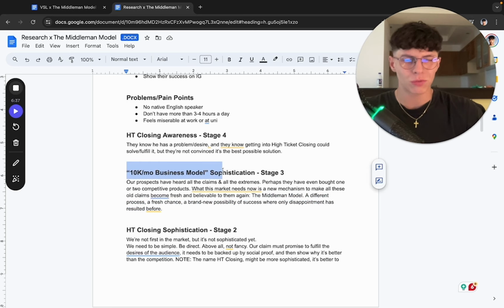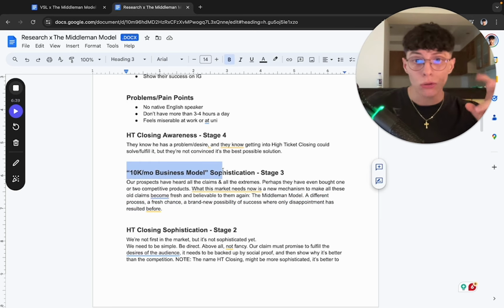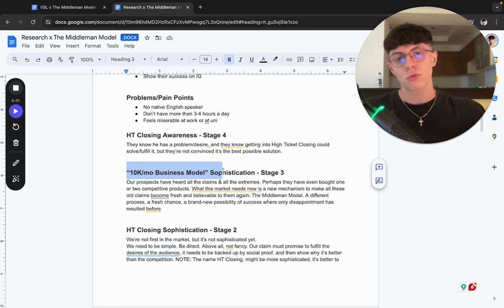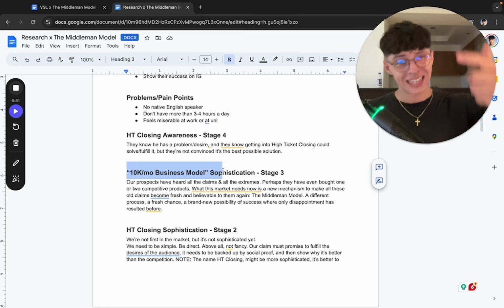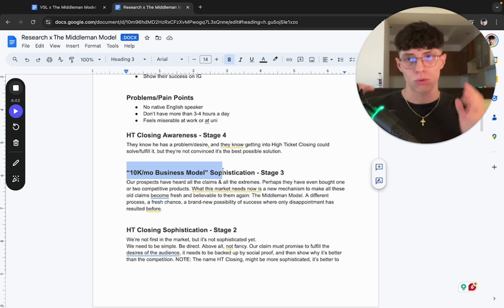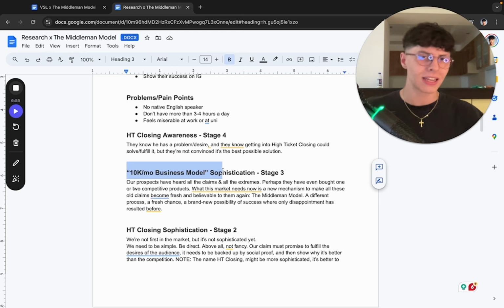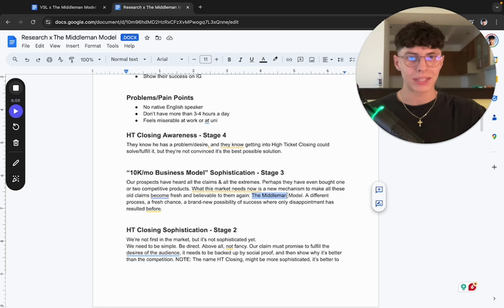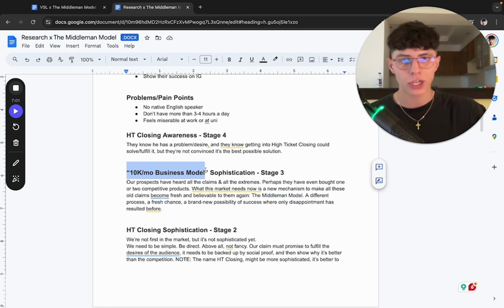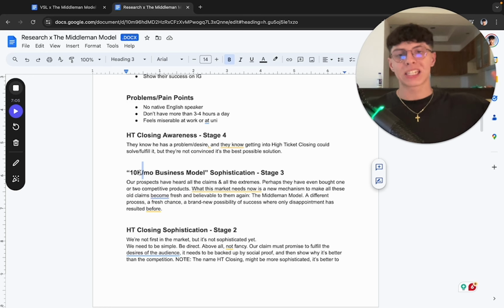people are very sophisticated when it comes to making $10,000 a month, we have to come up with a new wrapping paper for our high ticket closing service. So we called it the middleman model, which sounds new, sounds unique, sounds intriguing. As I said, we might come up with something else later with my client, but for now it's the middleman model. And the reason why we had to name it like this is because we are at sophistication number three for what concerns the $10,000 a month business model market.